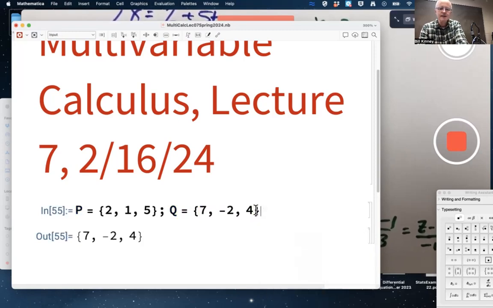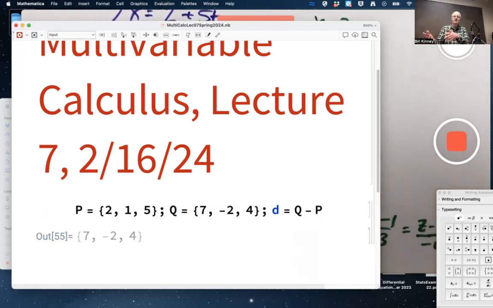I can define that direction vector D to be Q minus P effectively, because that's what I did. I took the coordinates of Q and subtracted the corresponding coordinates of P. Yeah, that's our D vector, 5, -3, -1.